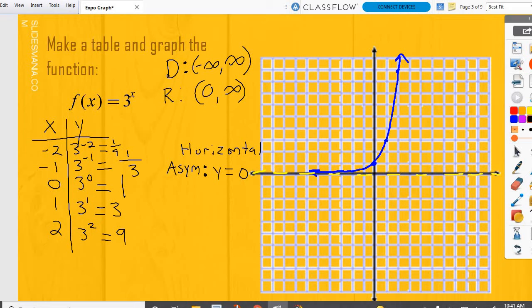Now, most of the time, are we just going to be graphing our parent graph? Or do we do other things to our parent graph? Yes. What are those called?